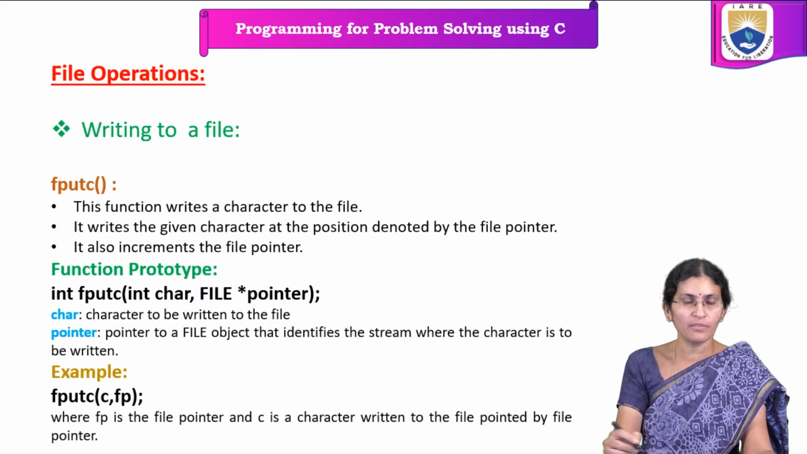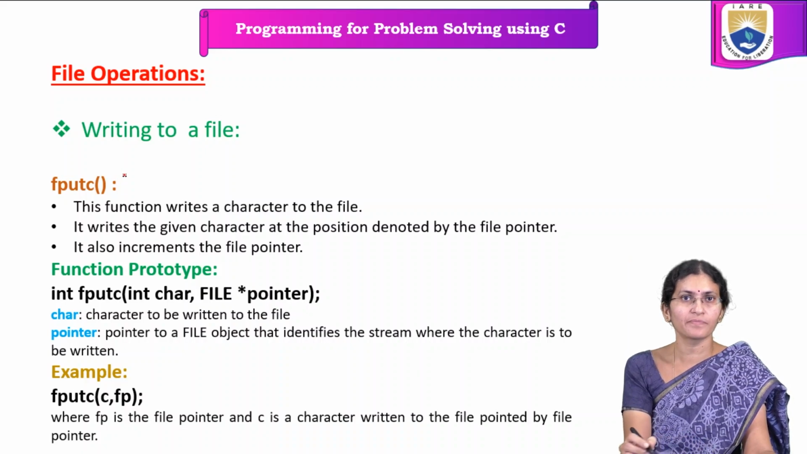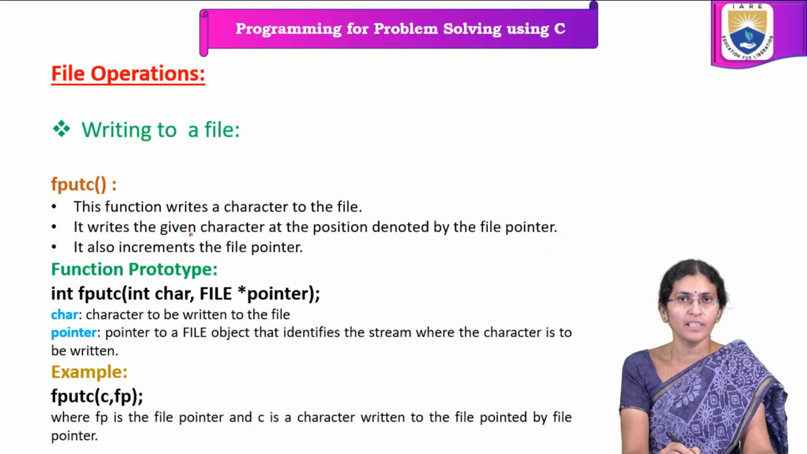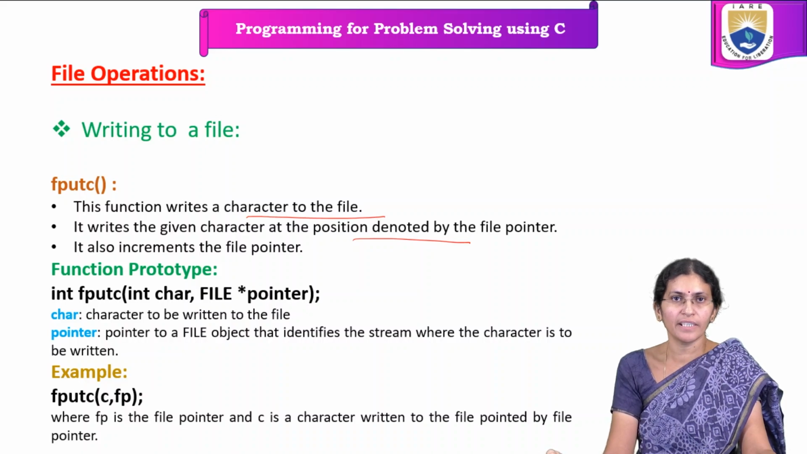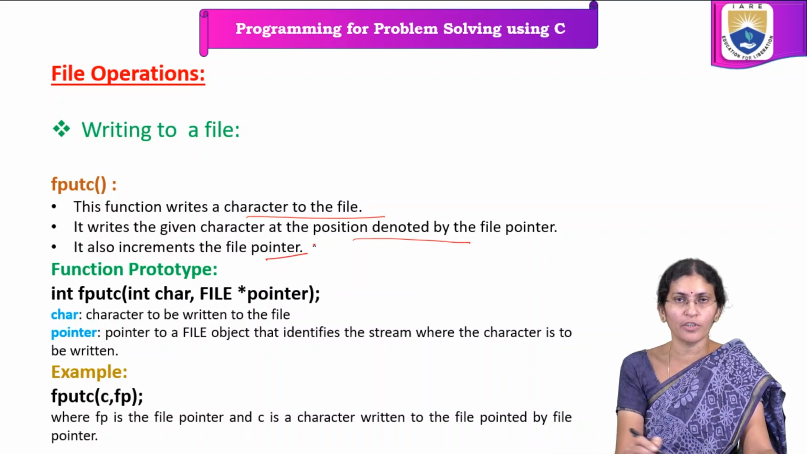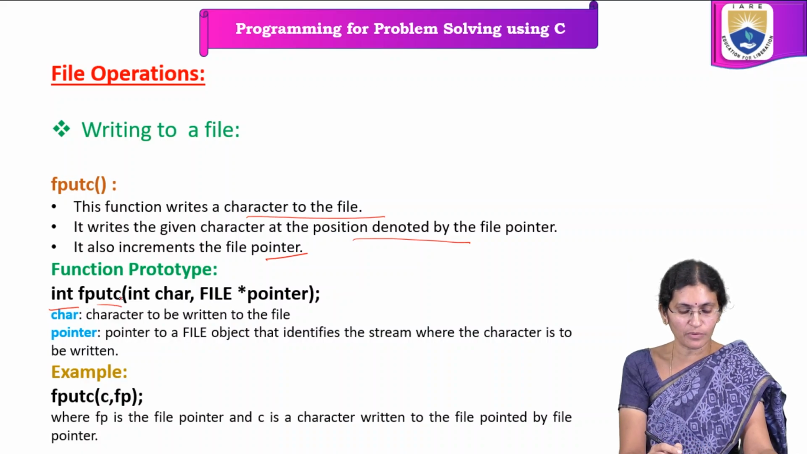Writing to a file, first one, the fputc function. This function writes a character to the file. It writes the given character at the position denoted by the file pointer. After writing, the file pointer is also incremented. Let us see the function prototype. Here the return type is integer, and fputc is the name of the function.